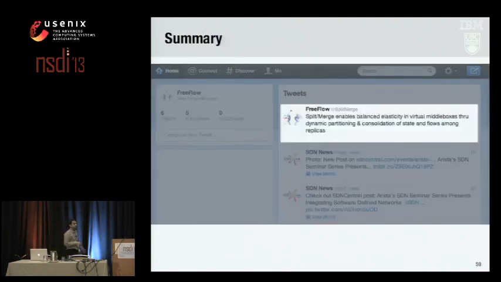So in summary, this tweet summarizes the whole idea behind our work. SplitMerge enables balanced elasticity in virtual middle boxes through dynamic partitioning and consolidation of state and flows amongst replicas. That concludes my talk. Thank you for giving me an opportunity. I'd be happy to take questions.